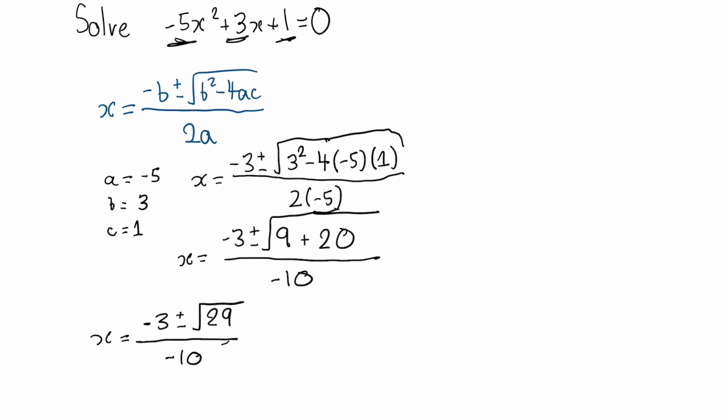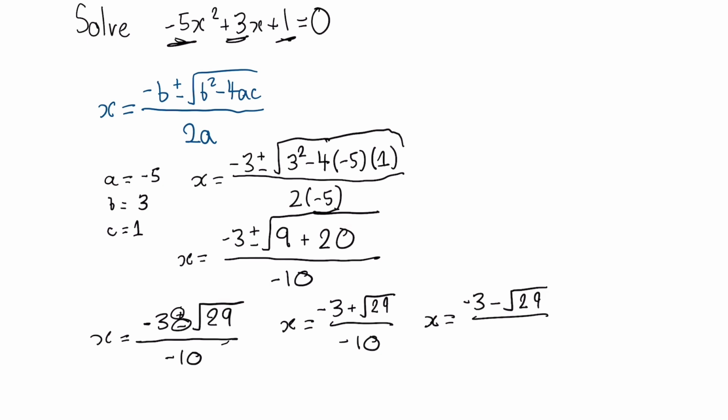So we just do what we did before. Take the two cases of the plus and minus separately. So we have x is equal to minus 3 plus square root of 29 over minus 10. And we have x is equal to minus 3 minus square root of 29 over minus 10. We can just tidy this up a bit.